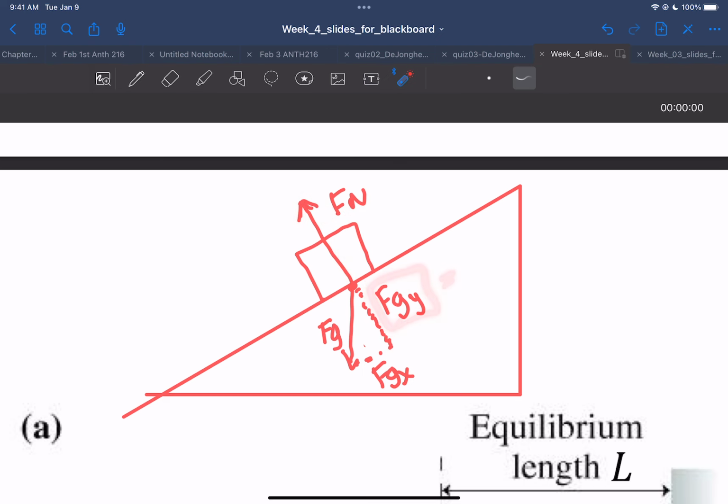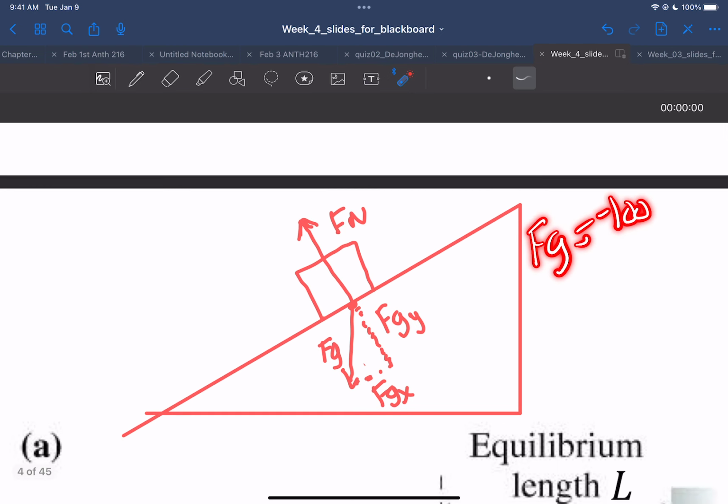FGY, whatever you get for it, is not the value that you will refer to as the force of gravity, right? So you can't just say the force of gravity is also a negative 100 newtons. FGY is only a negative 100 newtons. That's just a component of the force of gravity. You would also need FGX, and then you can use the Pythagorean theorem to figure out what FG is.